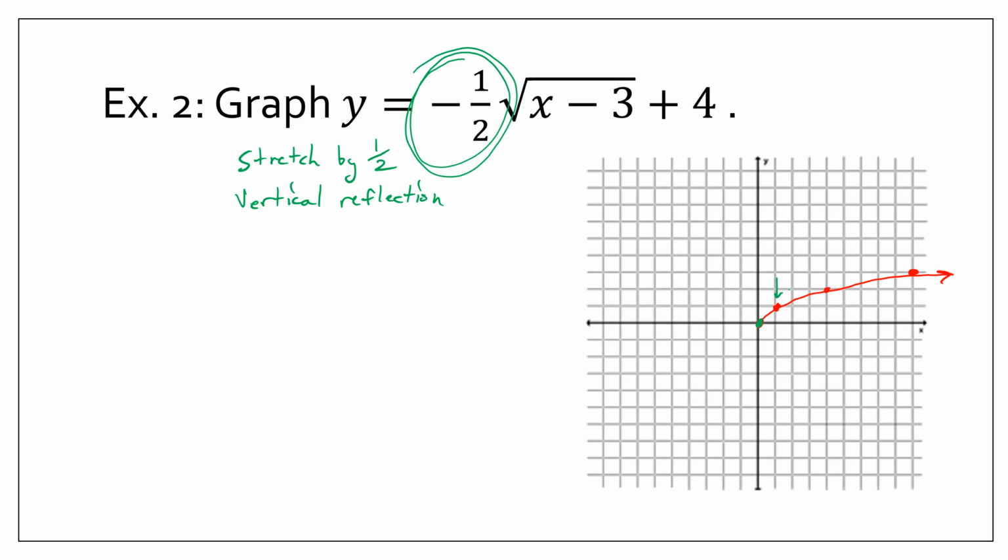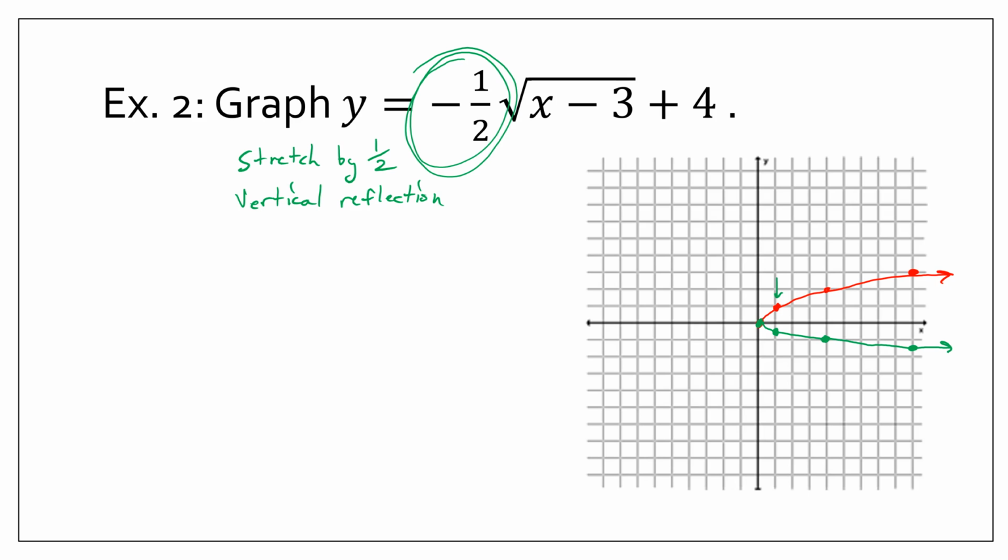This point has a y of 1. A stretch by 1/2 would put it here at 1/2, but due to the negative 1, I'm going to flip that to negative 1/2. This point of up 2, that times 1/2 is 1, but with the reflection, negative 1. This point at 3, half of that is 1.5, but with the reflection, negative 1.5. So here is my stretched and reflected function.